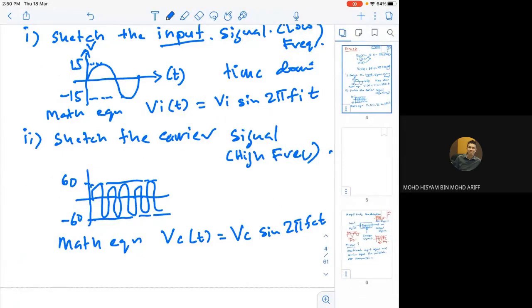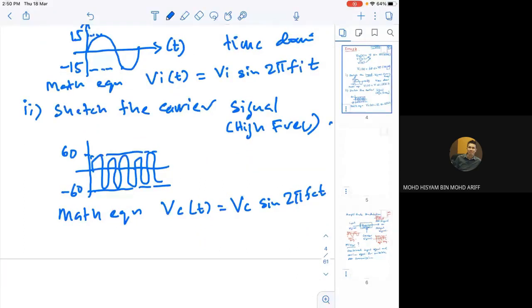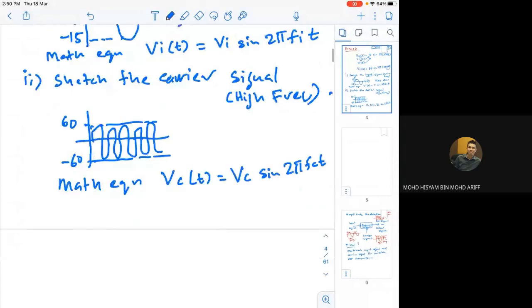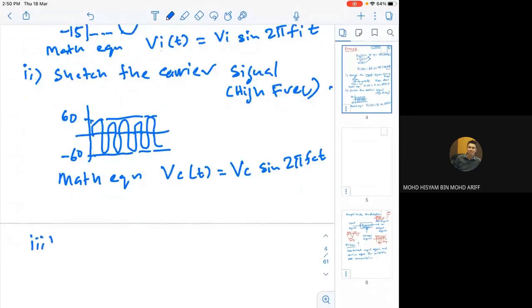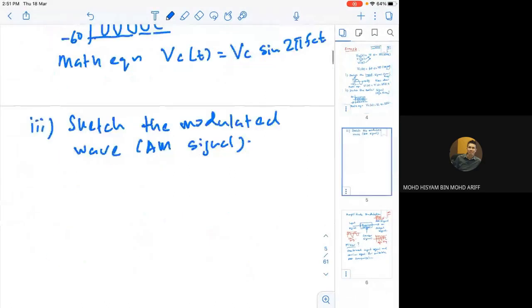Now we have already solved question number 1 and question number 2. How about sketch the modulated wave? Number 3, sketch the modulated wave. Modulated wave means AM signal. Before we start, today we want you to recognize how to draw, basically how to draw the AM signal.